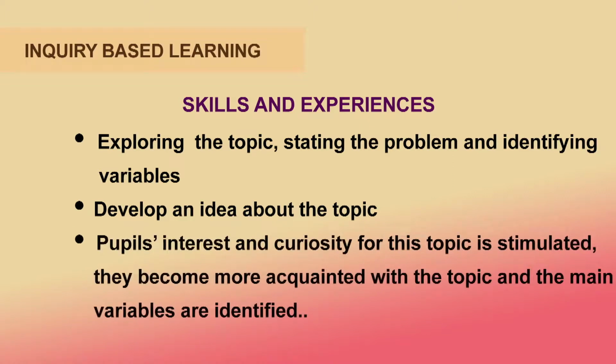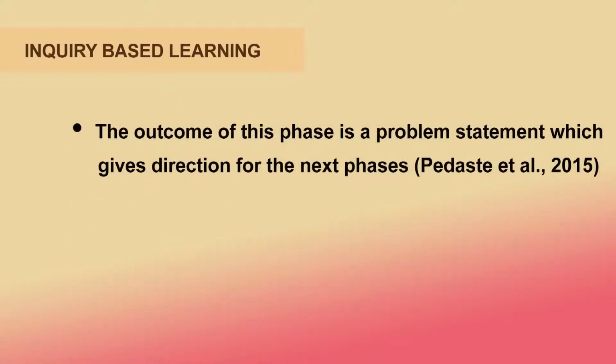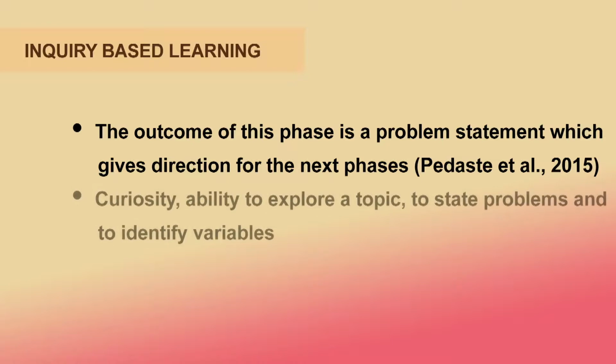Students' interest and curiosity for this topic is stimulated. They become more acquainted with the topic and the main variables are identified. The outcome of this phase is a problem statement which gives direction for the next phases. Skills that need to be developed or stimulated with your pupils are curiosity, ability to explore a topic, to state problems and to identify variables that matter in their investigation.